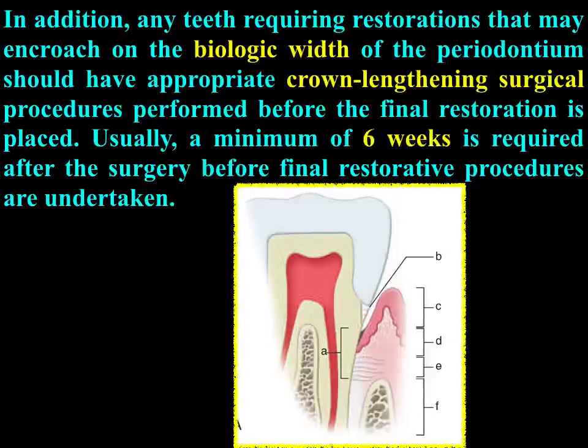If we need to restore or make a filling for a tooth gingivally, or we need lengthening of the crown, we should do a crown lengthening surgery. And when we do a crown lengthening surgery, we should wait 6 weeks for good healing and healthy gum. The gum needs 6 weeks after the surgery, and then we do the restoration procedures or crowns.